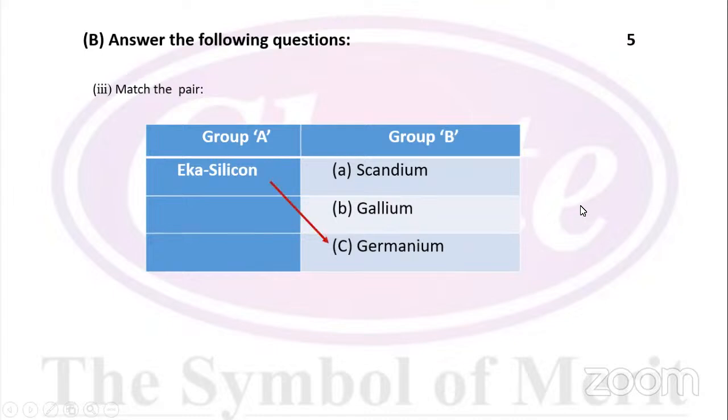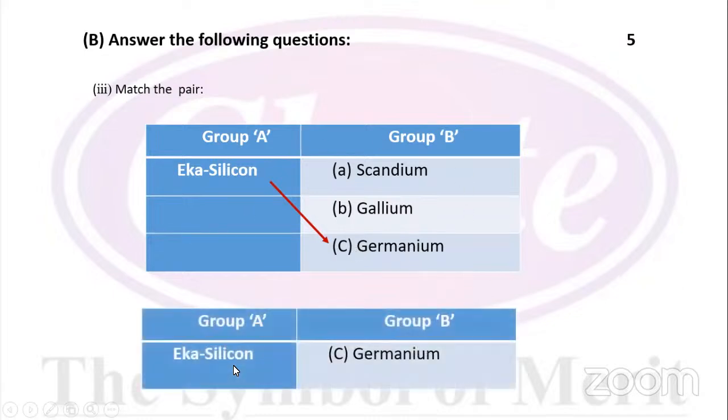So remember this: Eka boron, Eka aluminum, and Eka silicon. For Eka aluminum, it is gallium; Eka boron, scandium. So remember this, but remember that you are not supposed to show the arrow after drawing the table. So in this way, you can see here group A, group B, Eka silicon, germanium. In this way you have to write down the answer in your answer sheet. Okay, do not make such kinds of errors.